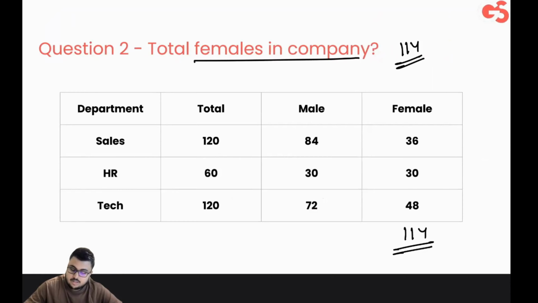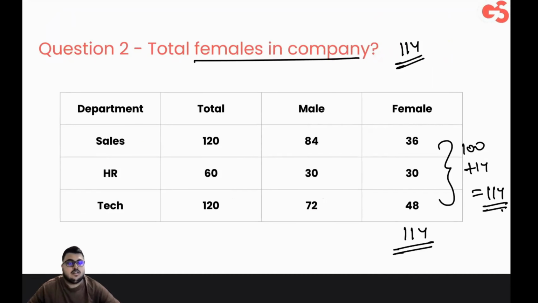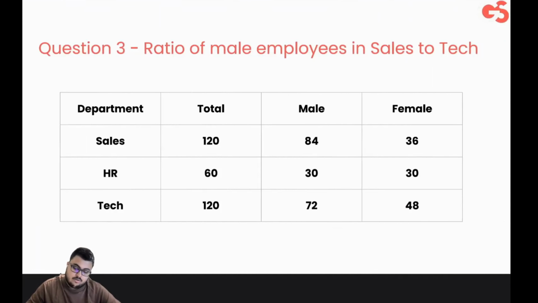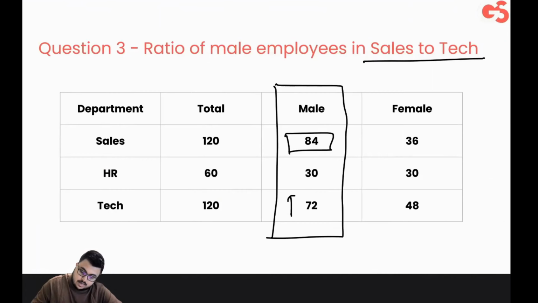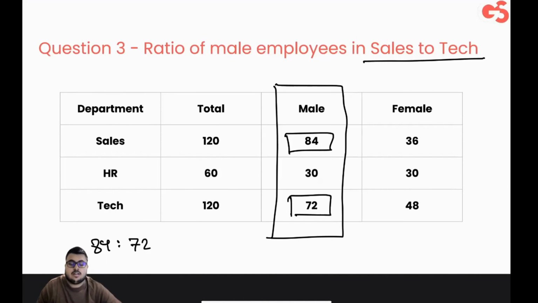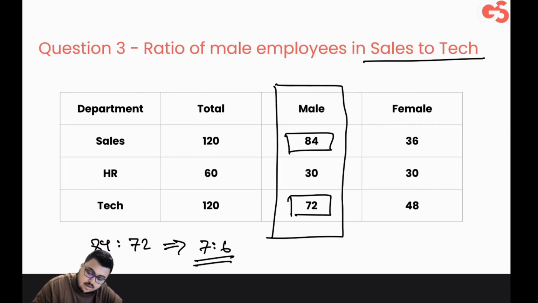We can calculate, and you can see it's actually an easy calculation as 30, 30, and 40. That just makes 100. And then you have 6 and 8 left. Together they make 14. So that's pretty easy to calculate. Ratio of male employees in sales to tech. So what we have to do, look at the male employees and then look at sales and tech. So that's just 84 is to 72. We can see that it's dividing by 12. So if we divide it by 12, it'll just become, and that's your answer.